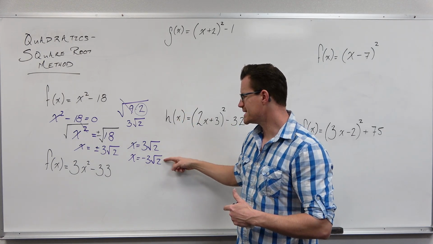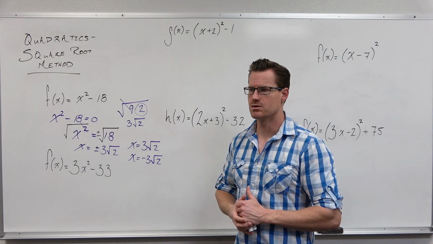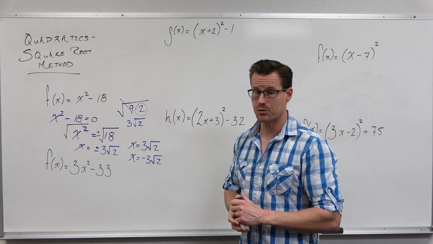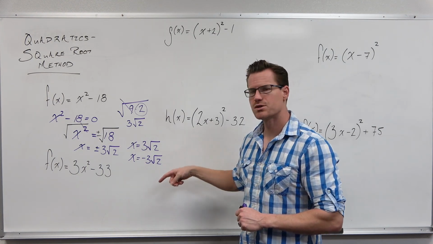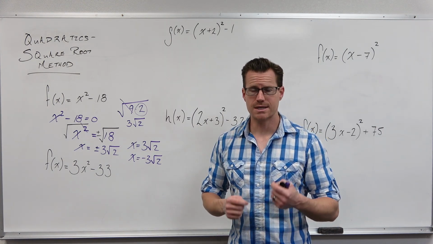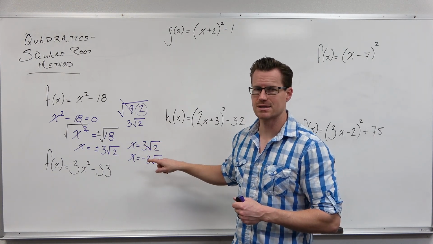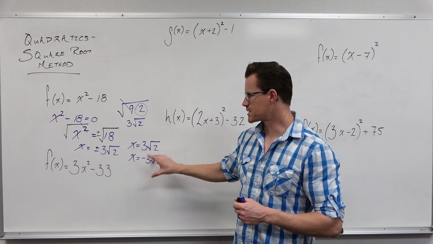So if you have 2 distinct numbers, they can both be positive, both be negative, but 2 distinct numbers that do not have i's in them, then you are going to cross the x-axis twice. This is giving you 2 zeros or 2 real x-intercepts. That's what this is talking about.